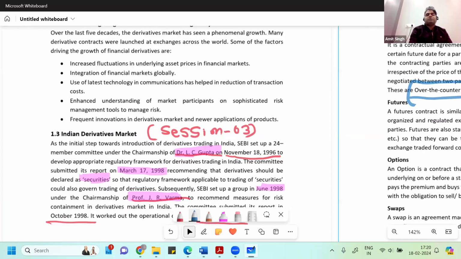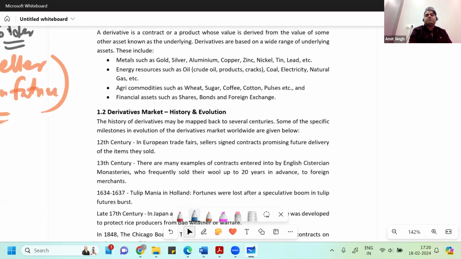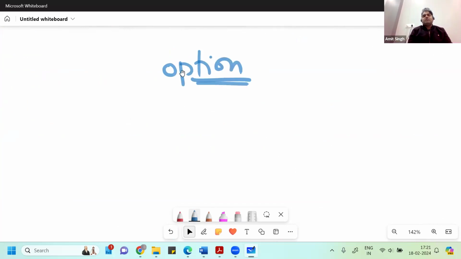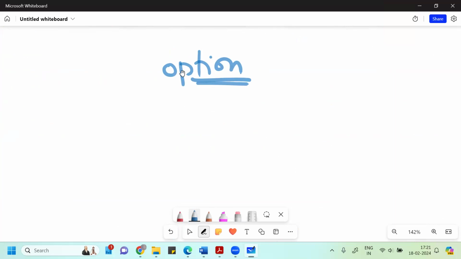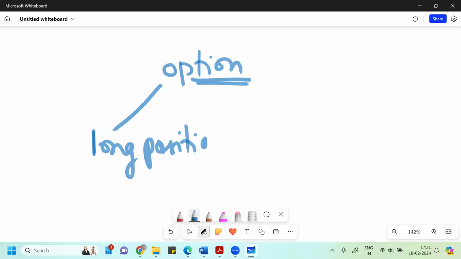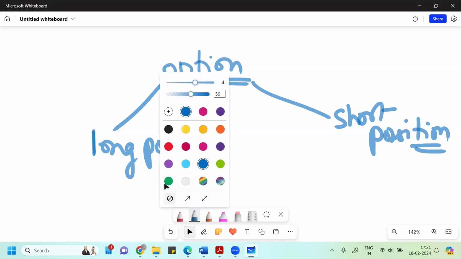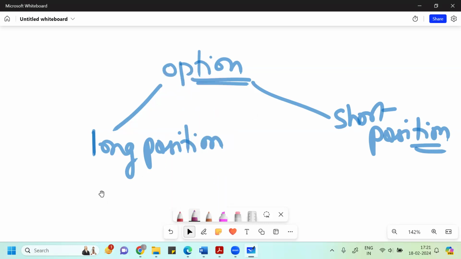So in the case of options, what happens? You have a long position holder. Like in every transaction in derivatives, you will have a long position holder and a short position holder. The long position holder is a person who wants to buy an underlying asset in the future. The short position holder is a person who wants to sell the underlying asset in the future. So here also we have a long position holder and a short position holder.